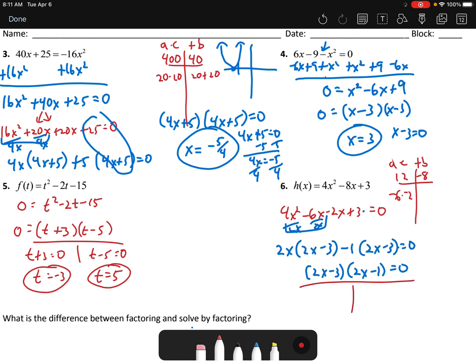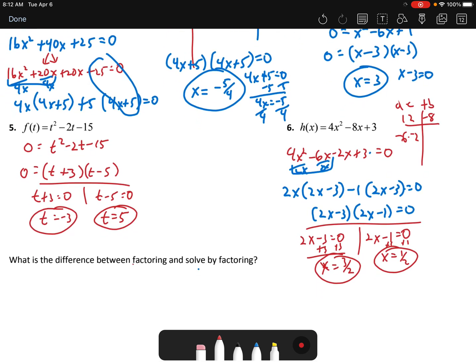Now we're going to set each of these equal to 0 and solve. So that would be plus 1, right, divided by 2, 1/2. This would be plus 3 divided by 2, which would be 3/2. And we're done. Now, to summarize then, what's the difference between factoring and solve by factoring? Well, solving by factoring means we have to use the zero product property and set each factor equal to 0 and solve.